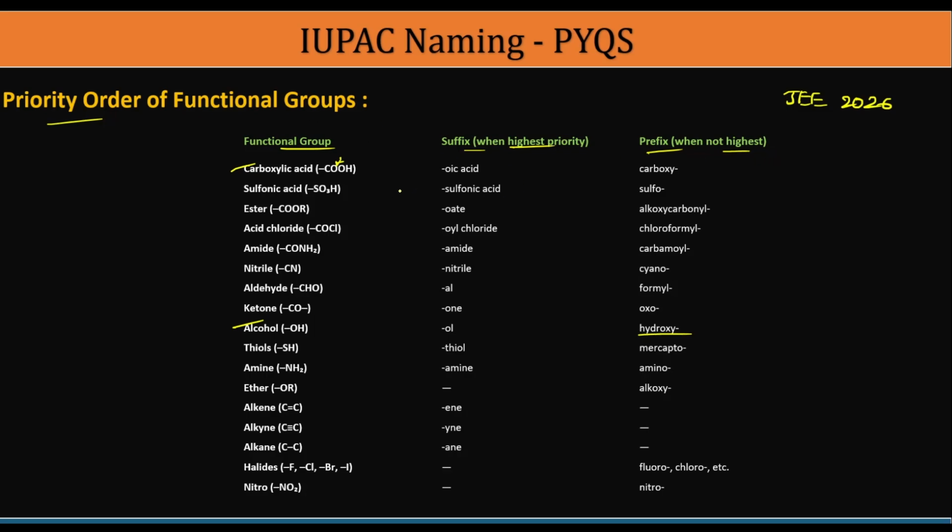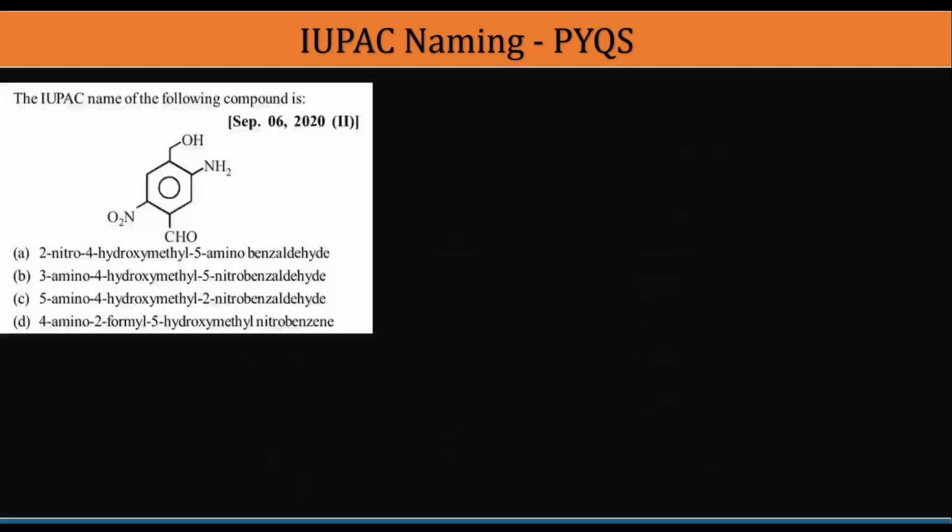Let's see once. Carboxylic acid, you add oic acid or carboxy, and sulfonic acid or sulfo. This is how you can get an idea. Just go through all these things, pause this video and see them, have a glance, and then continue the video. Okay, now let's jump into the PYQs.